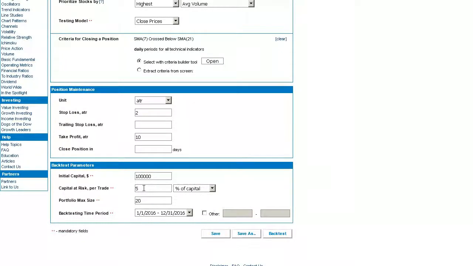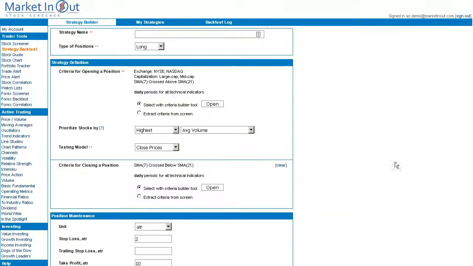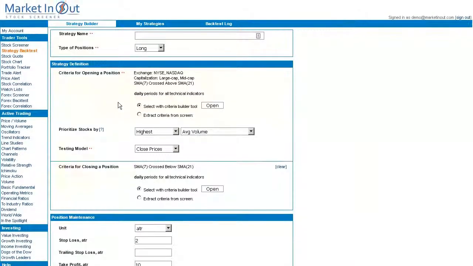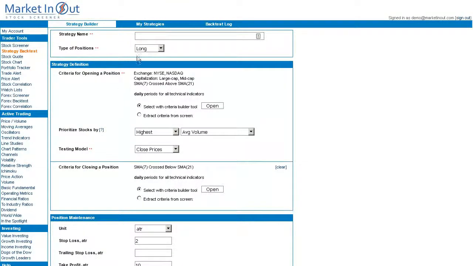We can also see here that some field labels are marked with red double asterisks, which indicate the mandatory fields. The fields that are not marked with the double asterisk are optional. Let's give our strategy a name. Let's name it Moving Average Crossover. I will type the name here.